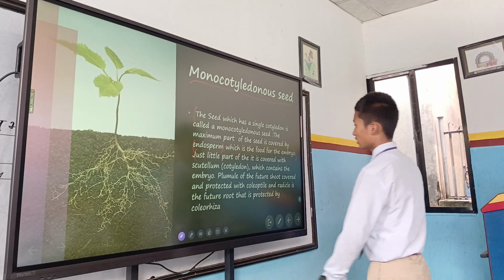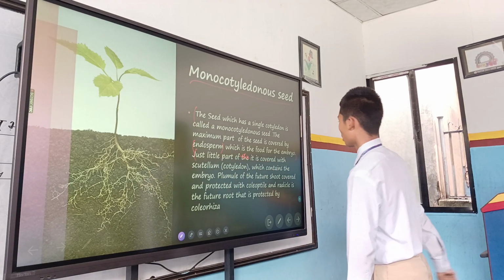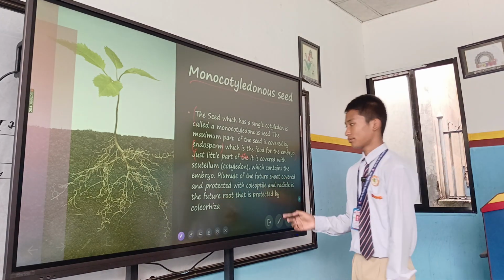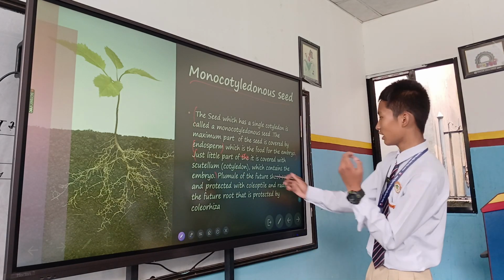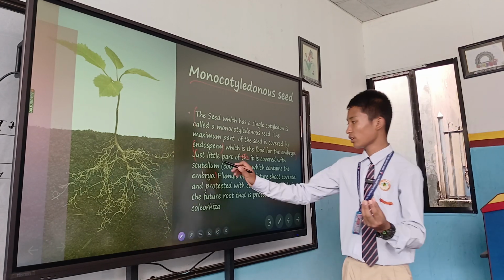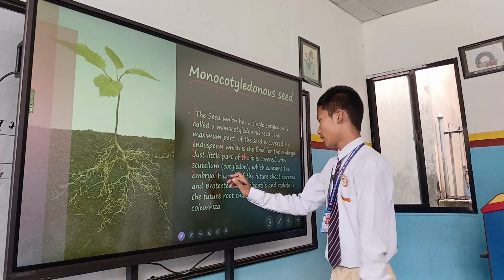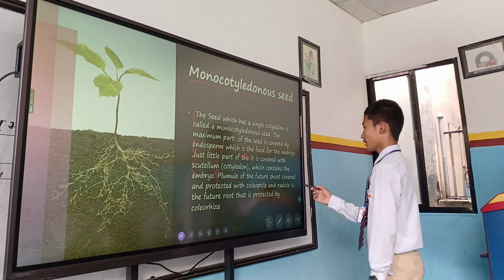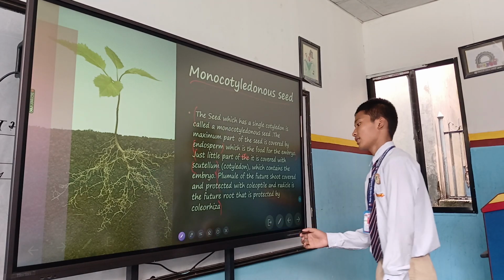Just a little part of it is covered with cotyledon, also known as scutellum, which contains the embryo inside of it. The plumule is the future coleoptile, and the radicle is the future root that is protected by coleorhiza.